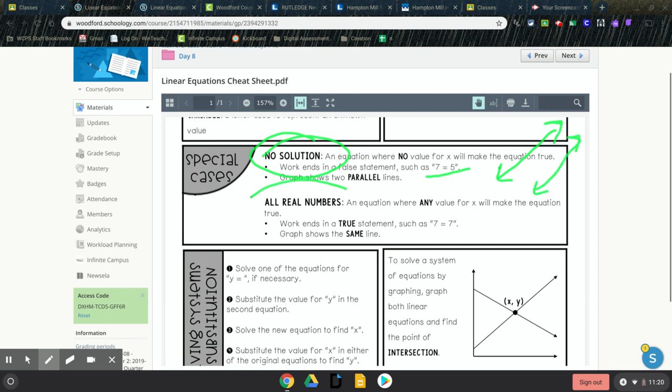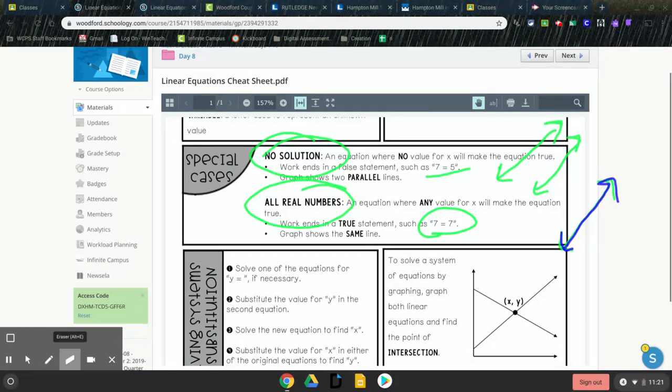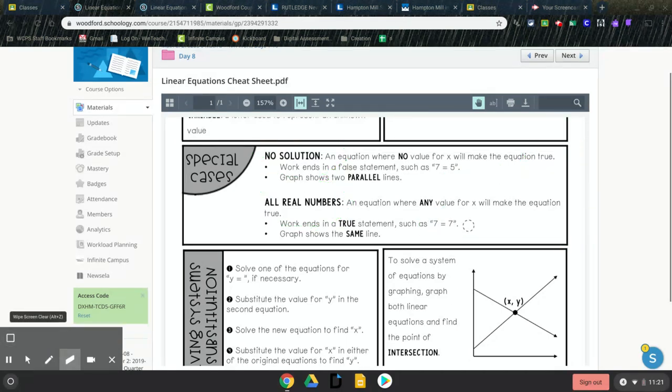The next one is all real numbers. That would be whenever any value for x will make the equation true. So the work would end in a true statement like 7 equals 7, 2 equals 2, 3 equals 3, something like that. And when we graph them, it would mean that the two lines were graphed on the same line, that they are the same line. That would be all real numbers.